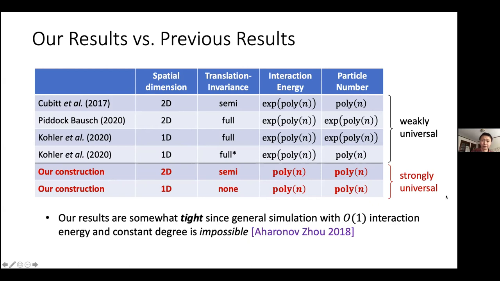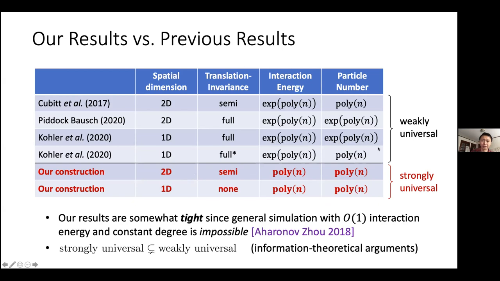And I would like to just provide a couple of remarks. First of all, you might wonder whether it's possible to bring this interaction energy down even further. But it's actually not possible, and our results are tight in this sense, because there's an impossibility result showing that if you have a general Hamiltonian, it's not always possible to simulate it with constant interaction energy and constant degree. So if you restrict to a finite dimensional lattice, which necessarily has constant degree, it's impossible to do so with constant energy.